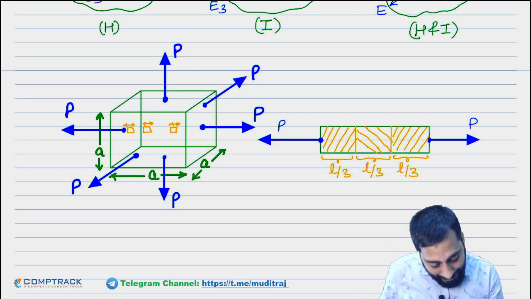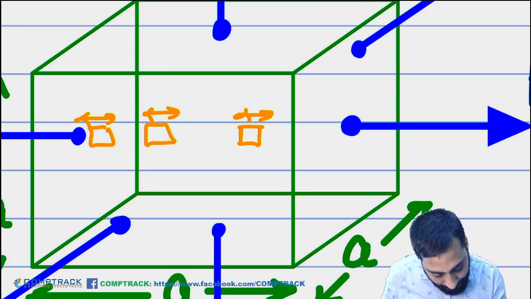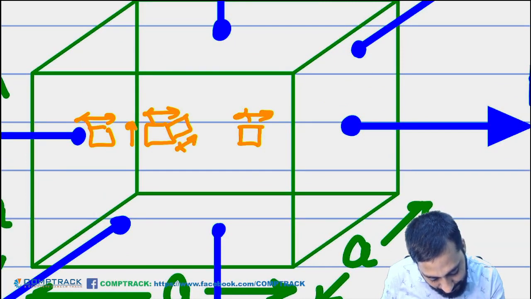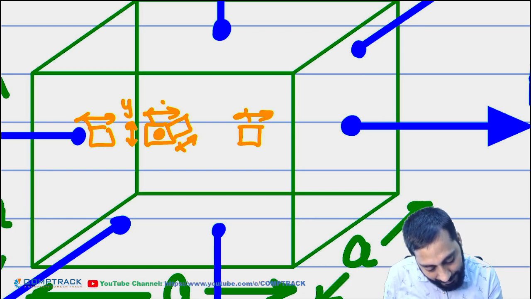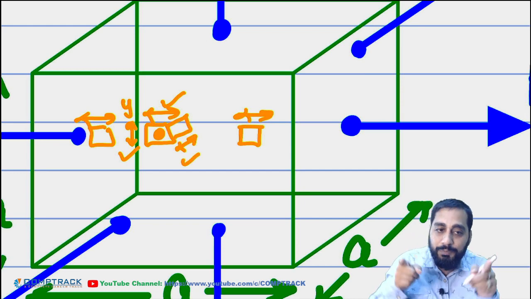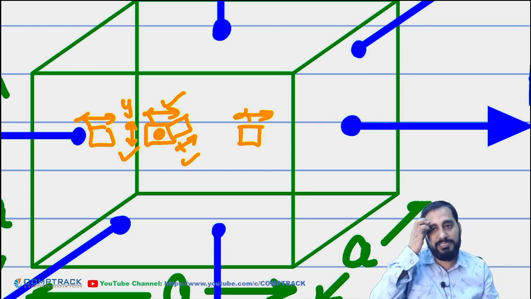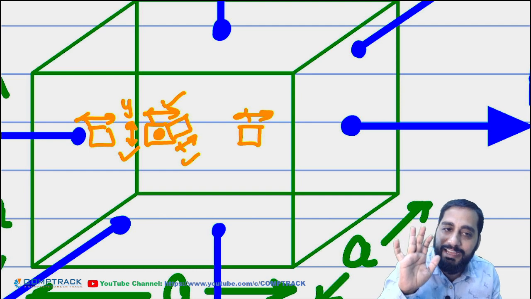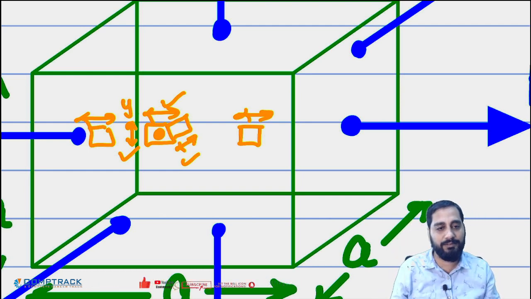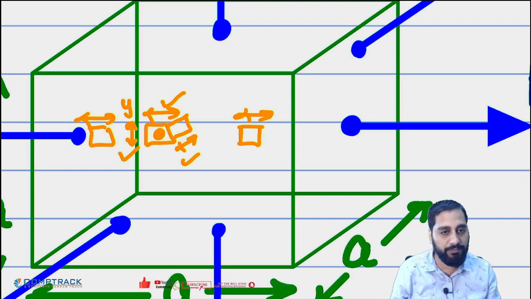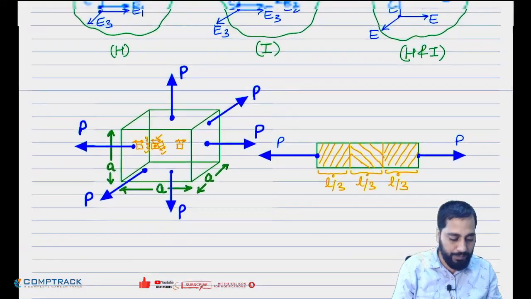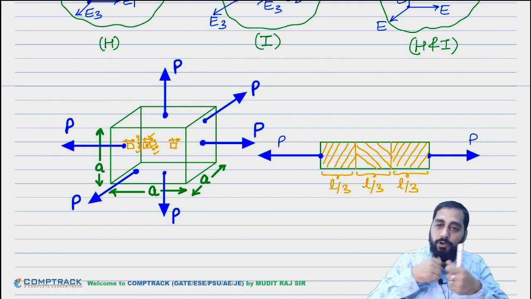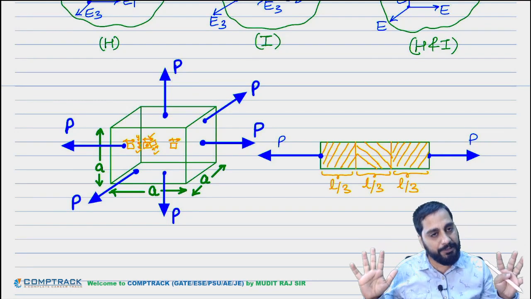Isotropic is what? At this point the elongation must be the same in the z direction and the same in the y direction. So at the same point, the elongation in x, y and z must be equal. Same elongation means it is an isotropic material. Now got the point? Isotropic means in all directions the elongation should be the same.